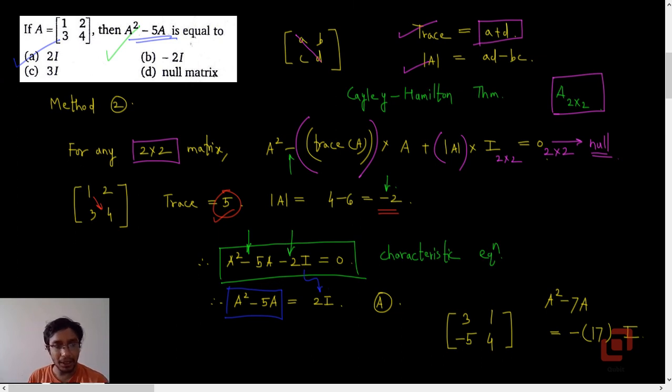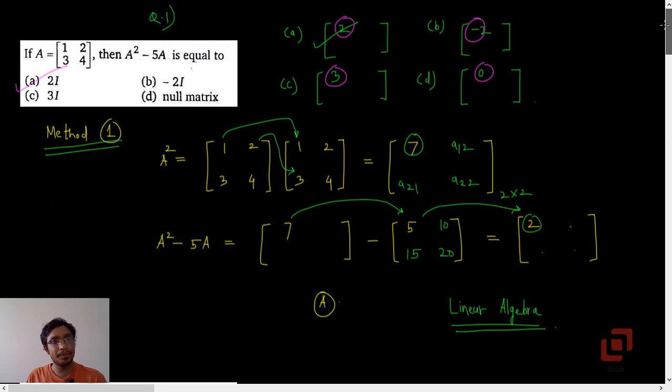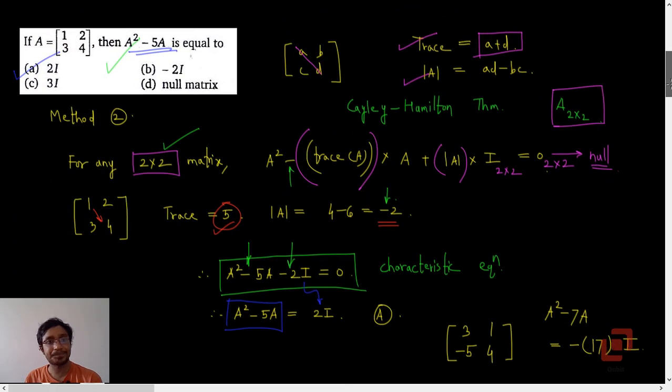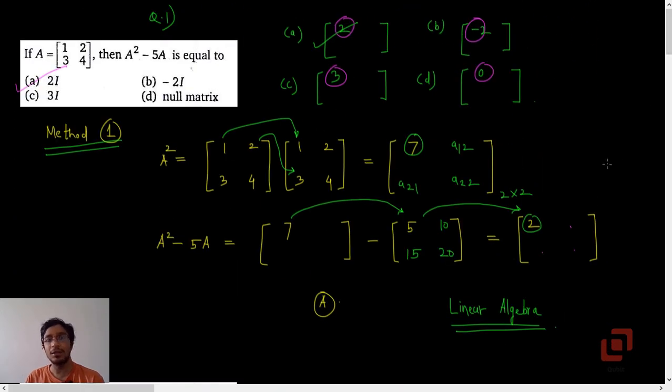So in general you can apply this for any 2 by 2 matrix, and it also applies to a 3 by 3 matrix, but that is slightly complicated because it involves the minors of the diagonal elements and so on. So I have now told you 2 methods to solve this example, and both of the methods obviously have given us the same answer, that is 2I. So that is the first question. Let's now go to the second one.